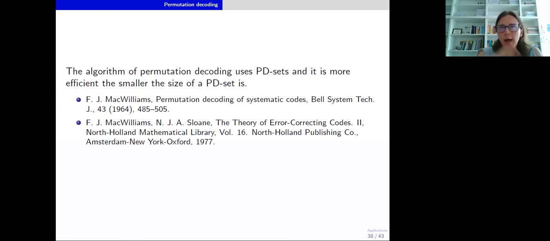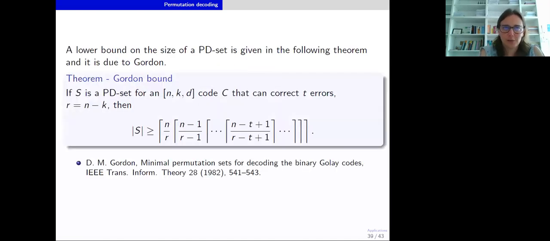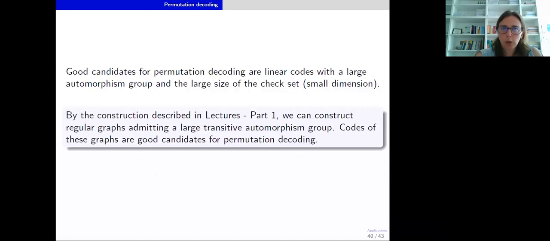Why? Because when you have large automorphism groups of the code, there is a bigger probability that you will find nice PD sets, but then you are dealing with a huge, large computational problem. We know some theoretical bounds for PD sets, and they are due to Gordon. He gave in this paper the lower bound, which is called the Gordon bound. So you know that if S is a PD set for an [n,k,d] code C that can correct t errors, and r is equal to n minus k, then you have this bound.